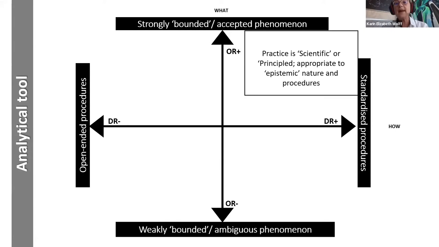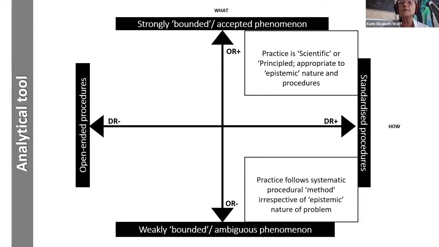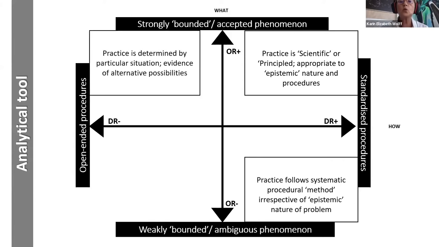So the top right is about a clearly bounded phenomenon with standardized procedures. So many of the natural sciences would fit in there. The bottom right quadrant is ways of thinking dictated by methods. Top left quadrant is about the phenomenon is quite clear, but how we approach it will be dictated by the situation. There are multiple possible methods.